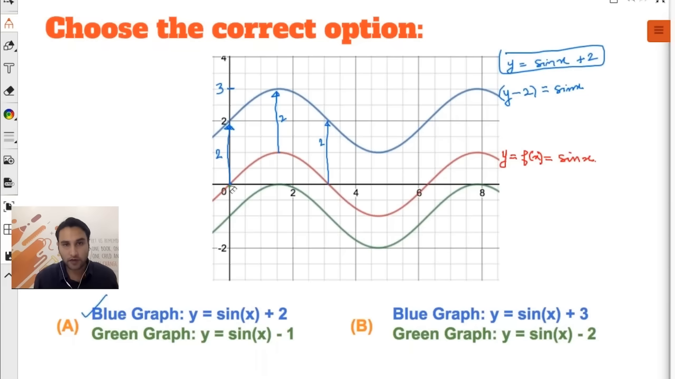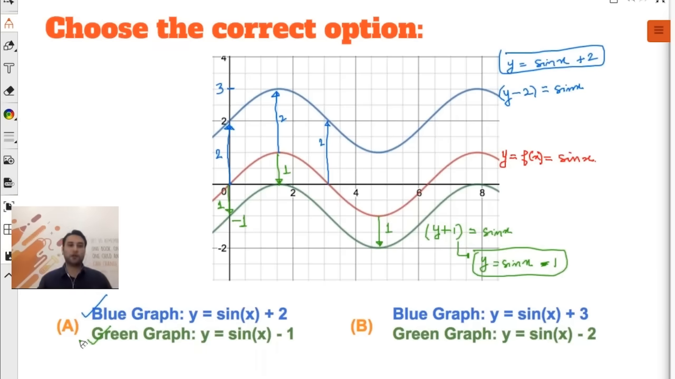It has shifted down by how much? This is minus 1. So the shift down is by 1. All the points have shifted down by 1. So if you add plus 1 to y, the shift down is equal to sin x. Else you can also read this as y is equal to the function, subtracting a 1 from there. It's the same thing. So this is your green graph, option A.